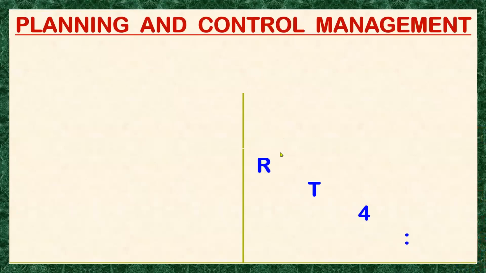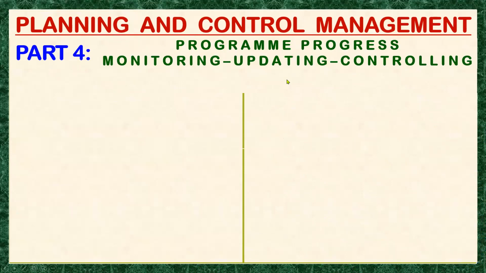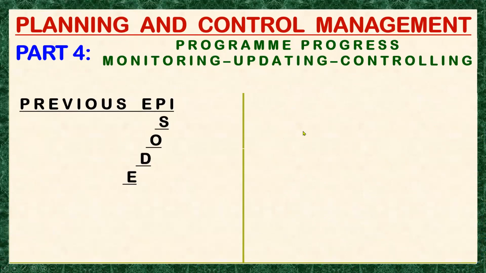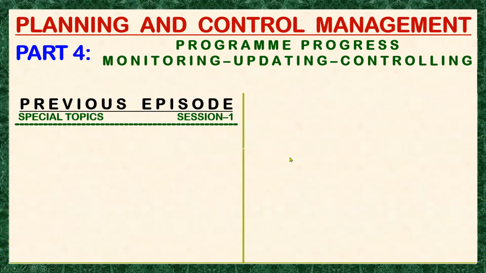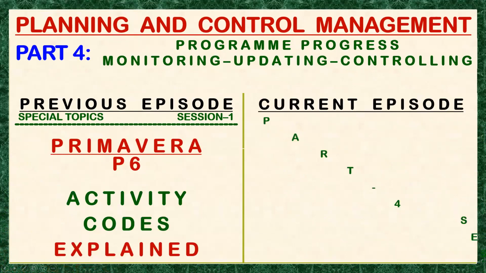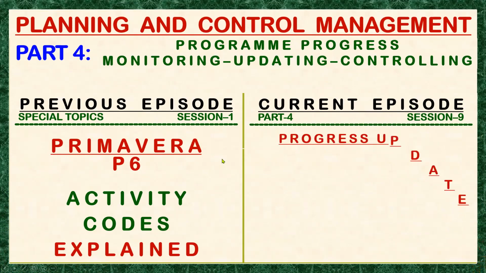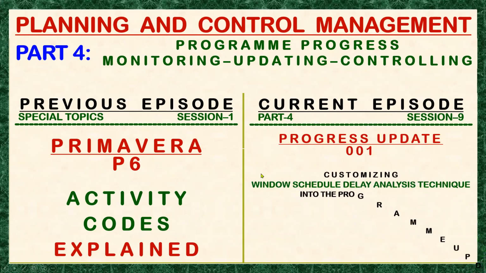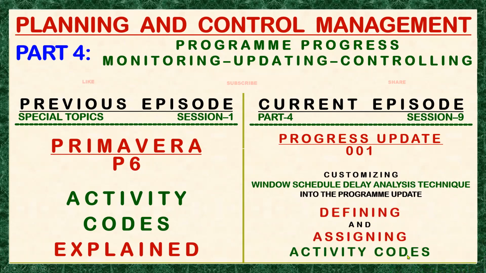Planning and Control Management Part 4, Program Progress Monitoring, Updating, and Controlling. Our previous episode was Special Topics Session 1, Primavera P6 Activity Codes Explained. Our current episode for today is part 4, session 9, progress update 001, customizing the Windows schedule delay analysis technique into the program update. This is about defining and assigning activity codes.